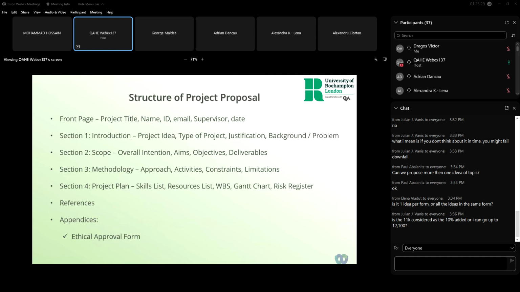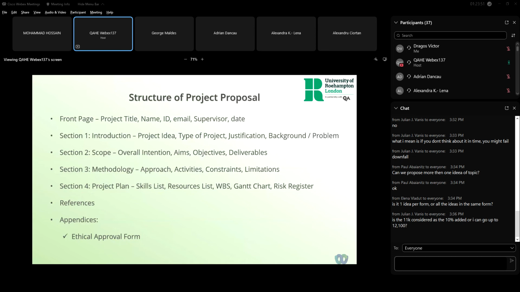What type of project is it? Justify that it is a topic that is worth spending your time on. Give a little bit of background. Identify the problem that you're going to try to solve. Then you go to section 2, which is the scope, the intention, aims, objectives, and what it is that you will deliver at the end of the day.